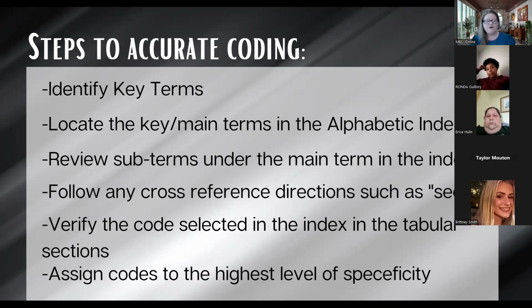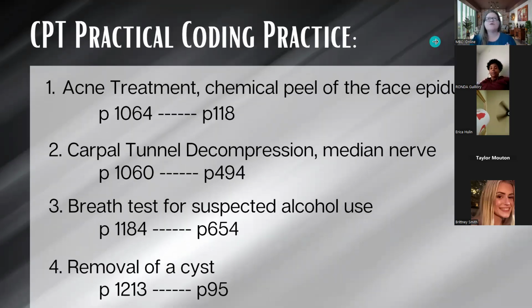All right, so we've gone over the basic process. So we're going to identify our key terms. We look those up in the alphabetic index. We follow any and all directions. We verify in the tabular, and we be as specific as possible. That's the basics of it right there, guys. That's the basics to coding, whether you're doing it paper or digital.